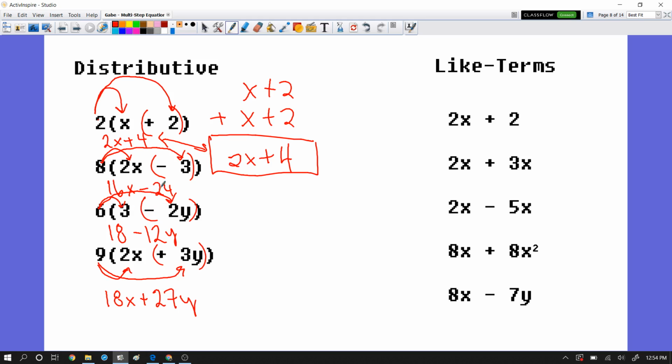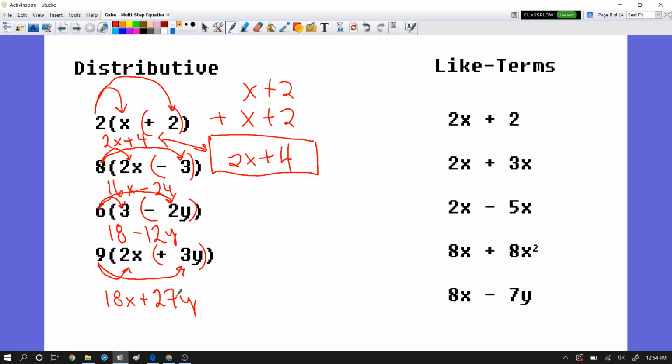One of them has a variable, one of them doesn't. They are not like terms. 18 minus 12y. 18 doesn't have a variable, 12 does. I can't put them together. 18x plus 27y. They both have variables, but they're different variables, so I can't put them together.